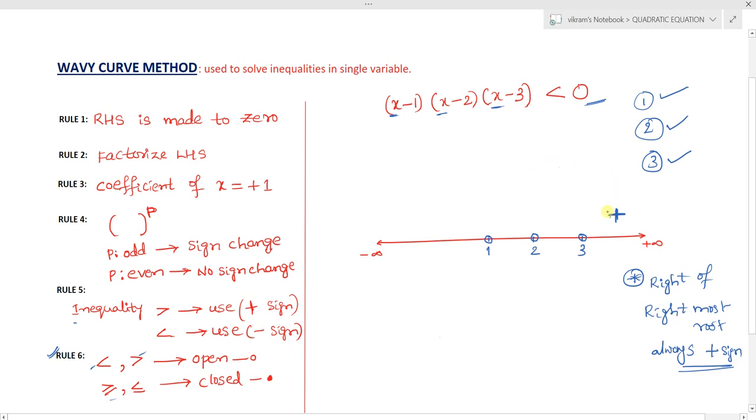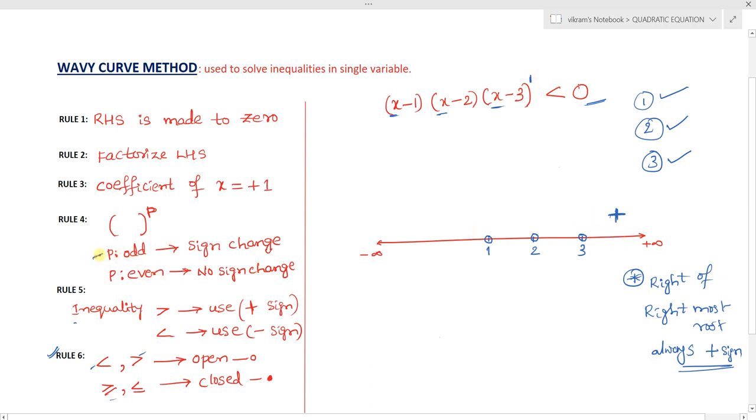Now it is represented, and we move from plus infinity and reach towards the root 3. The root of x is 3, so we reach the value x as 3. What is the power of the factor x minus 3? The power is 1. So 1 means next we need to change the sign.